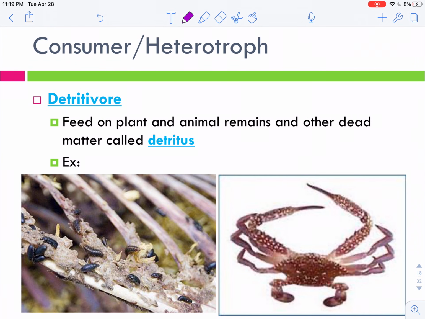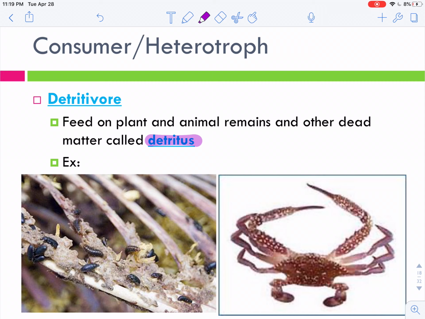Now, here's one that we probably have not heard before. Okay, there's another kind of consumer called a detritivore. They are called detritivores because they eat detritus. Detritus is a fancy science word for dead matter. So when something dies, a detritivore comes along and eats that dead organism. Think about these bugs that you see on the left. They are eating the organic material, the dead material, off of the bones of this dead animal.